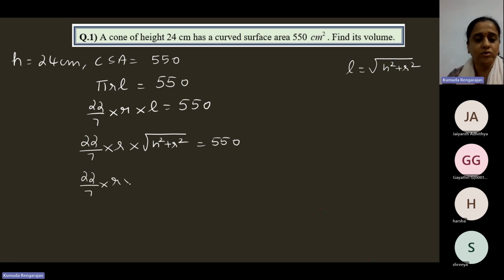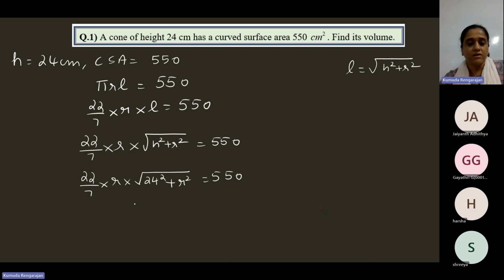R into square root of 24 square plus R square is equal to 550. Correct? Okay. So now look at the equation. There's only one unknown, no? R. There's only one unknown R. Whether it is R or R square, there's only one variable R there.